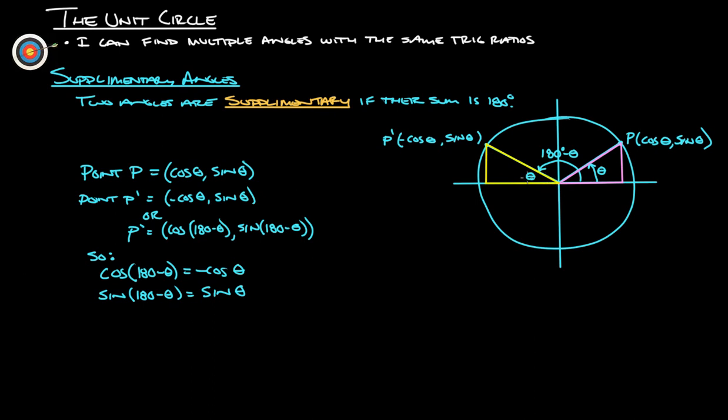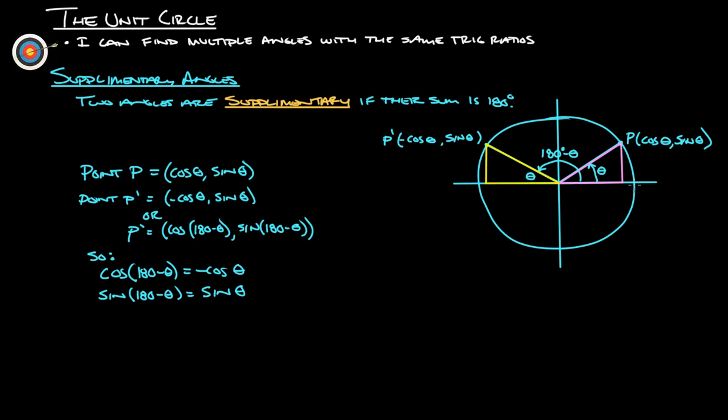It's the supplementary angles over there. Okay. So the big thing we really want to get out of that is that cosine of 180 minus the angle. So the cosine here changes from positive to negative. So cosine changes from positive to negative.